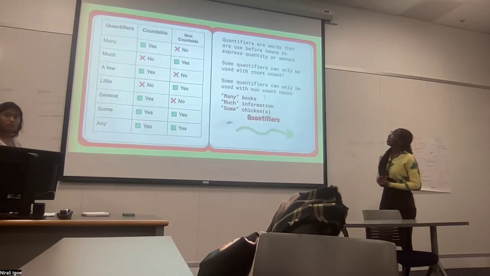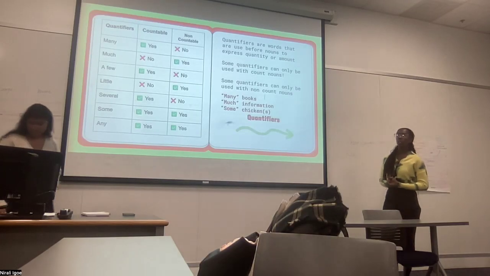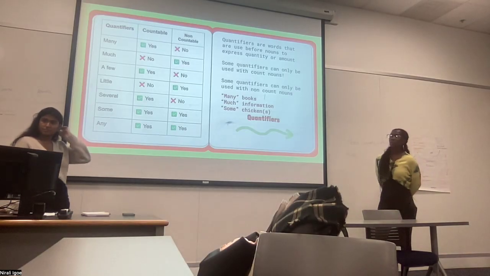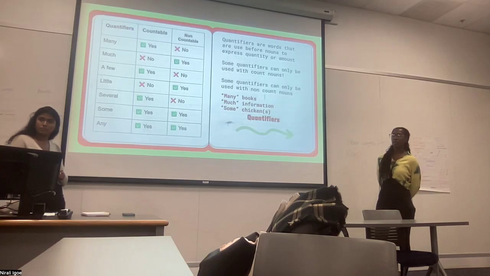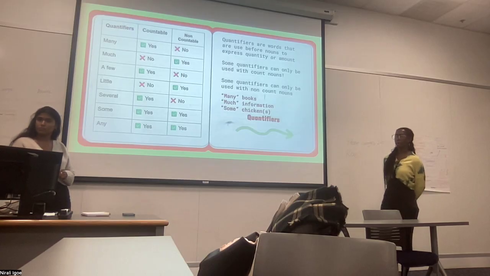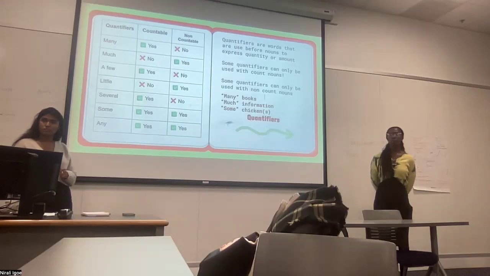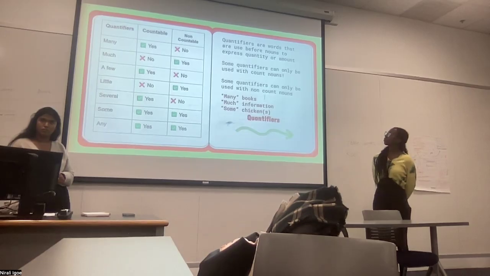Can I add something? So, this, that. Non-countable nouns can only be used with this and that, right? You cannot put these or those, because they're for plural, in front of non-countable nouns. It's very simple.